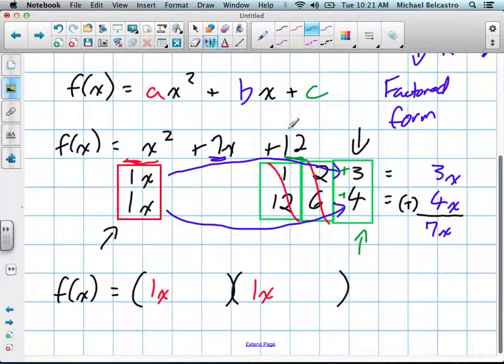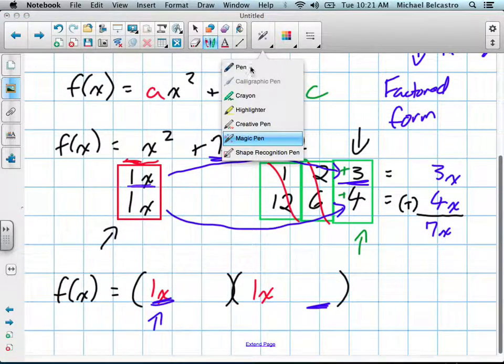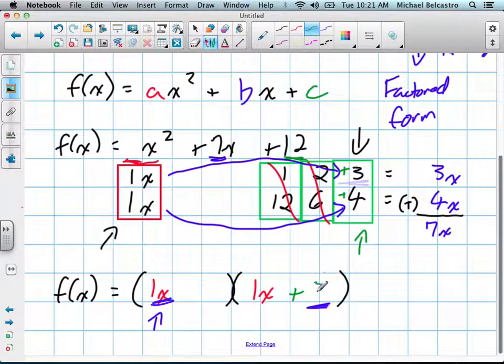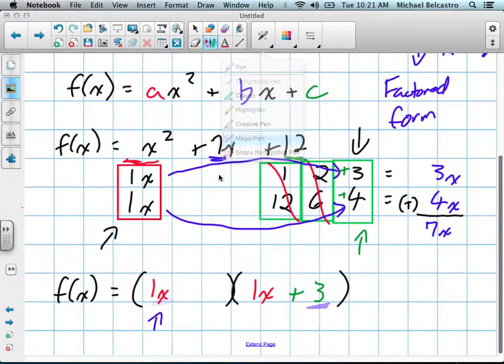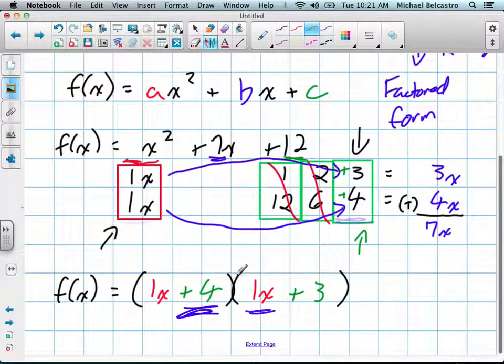So we have to check what they were multiplied by. Now in this case, I did 1x times positive 3, so they have to go in opposite brackets. Okay, that's where I put my original 1x. So the positive 3 goes over here. And then in our other one, we chose 1x and positive 4. Well, they have to go in opposite brackets. Now, for this example, because the first terms, again, were the same, that opposite bracket rule didn't really affect us. But when we get into an a value that's not 1, that will become very important. Okay? And this is it. This is our factored form.